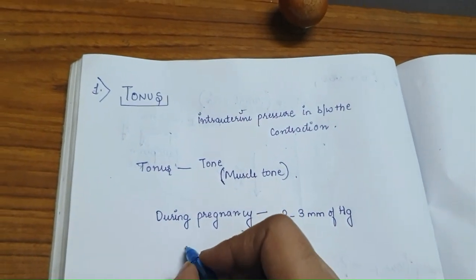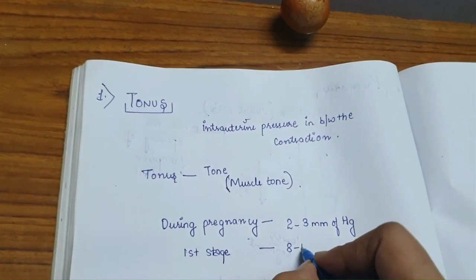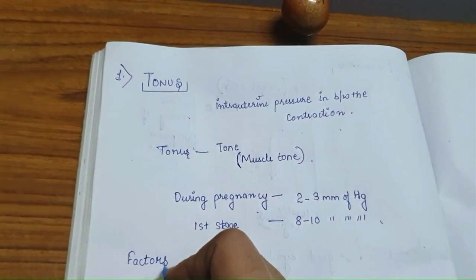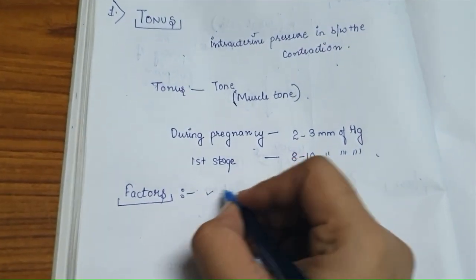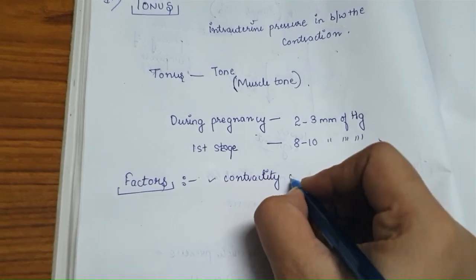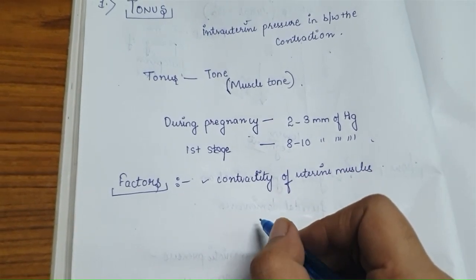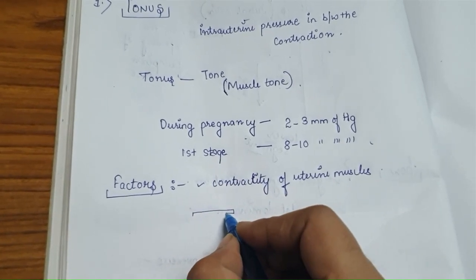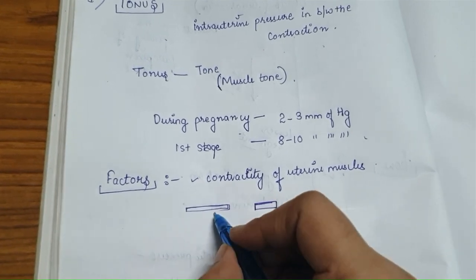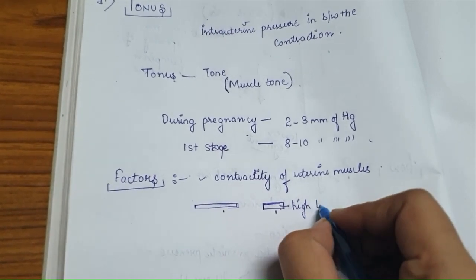But as the pregnancy advances, that is in the first stage of labor, the tonus varies from 8 to 10 mm of Hg. So the factors affecting the tonus or the tone of muscles, first one is contractility of uterine muscles. If the contraction is more in the uterine muscles, like this is a normal muscle, relaxed one, and this is contracted, this muscle has high tone, it is highly tonus.